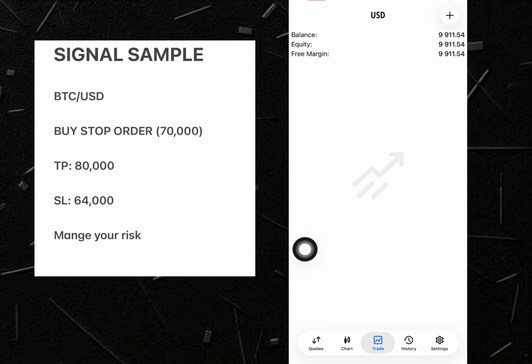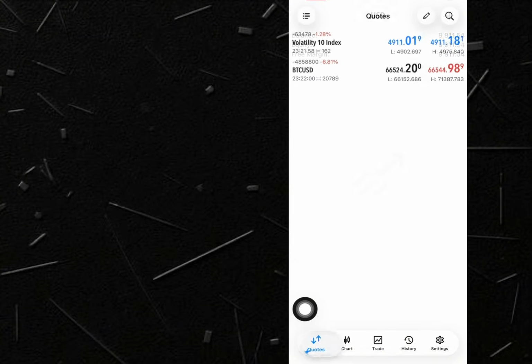So they say BTC USD buy stop, the price is 70,000, the take profit is 80,000, and the stop loss, and they also say manage your risk. So I've already explained about managing your risk. So you go down here, you add the pair. So we have already added BTC. This can be any other pair.